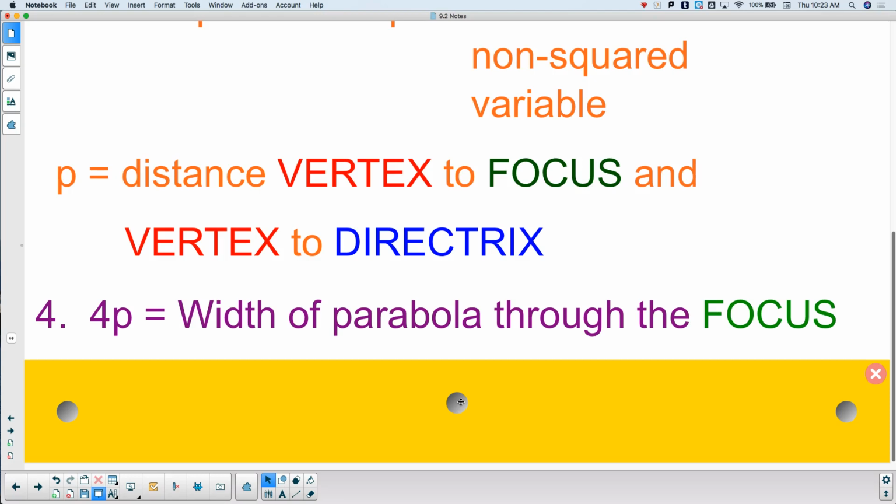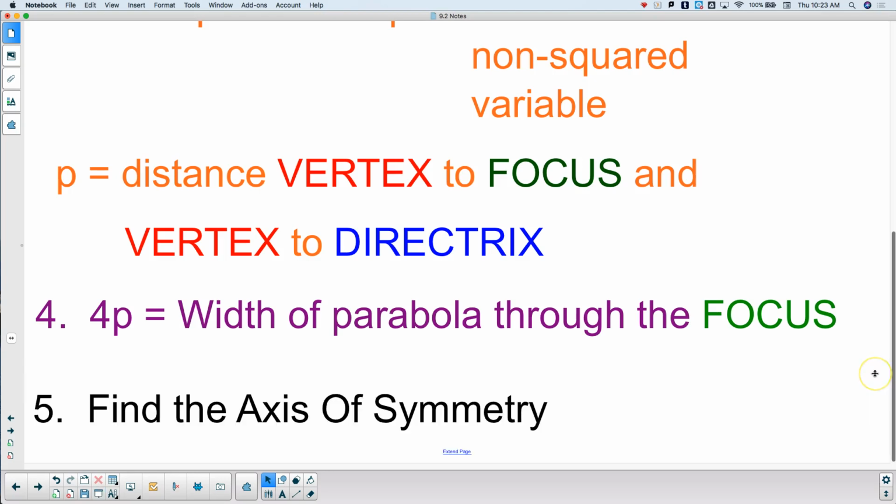Kurt, last one, last step. Find the axis of symmetry. The axis of symmetry is going to be the line that goes through the vertex and the focus, perpendicular to the directrix, and cuts the parabola in half. It's that halfway line.